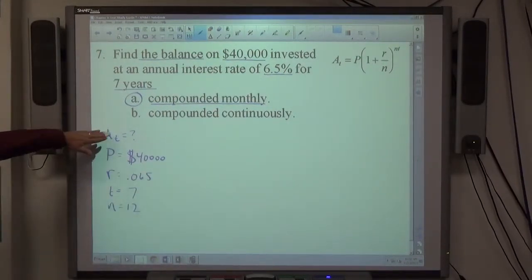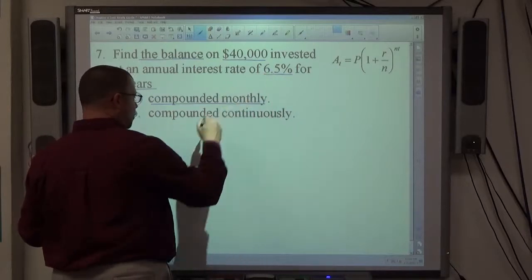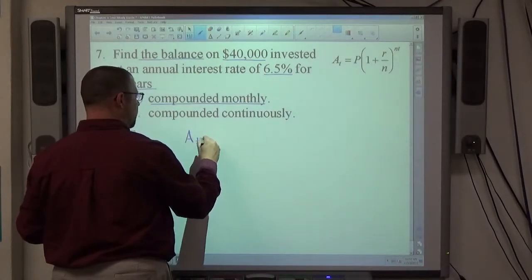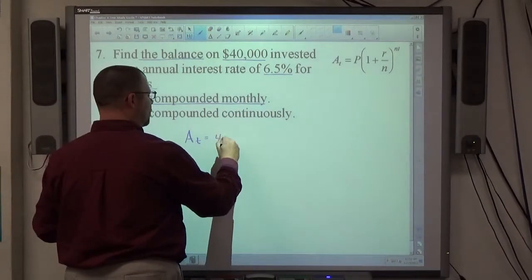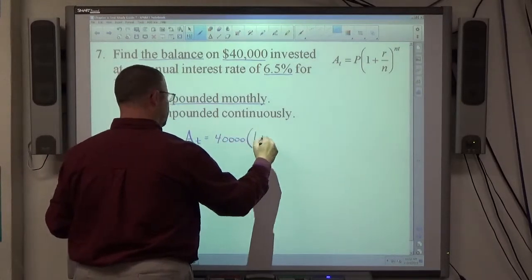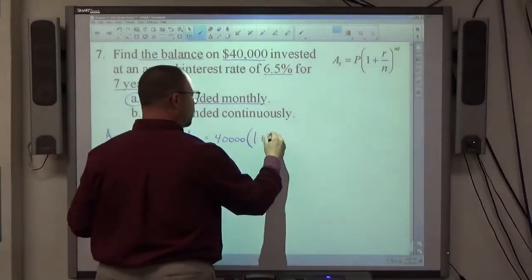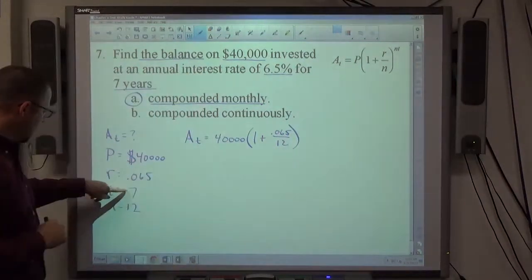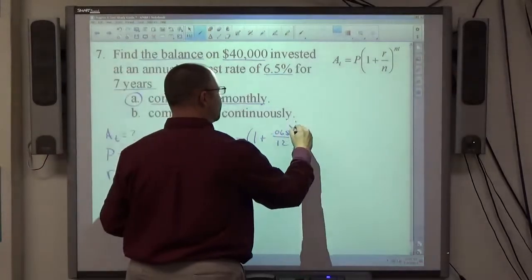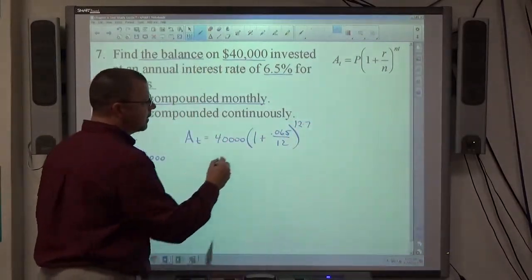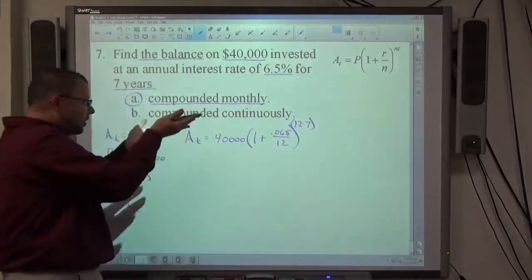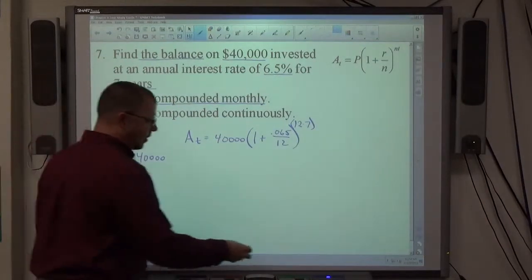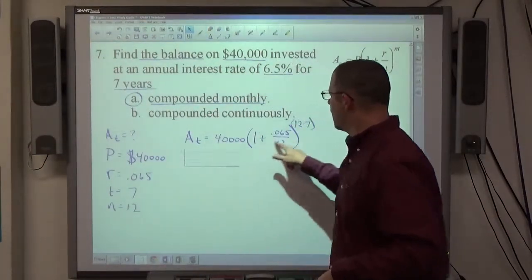So again, it's up to you to know how to find all this information. It will all be in the problem right there in front of you. It's just a matter of finding it. And if I apply the formula as it's written there, what I'm looking for is going to equal what we start with, 40,000 times 1 plus 0.065 divided by 12 to the 12 times 7 power. Everything's in the power there, so make sure that you establish that before you type it in the calculator.